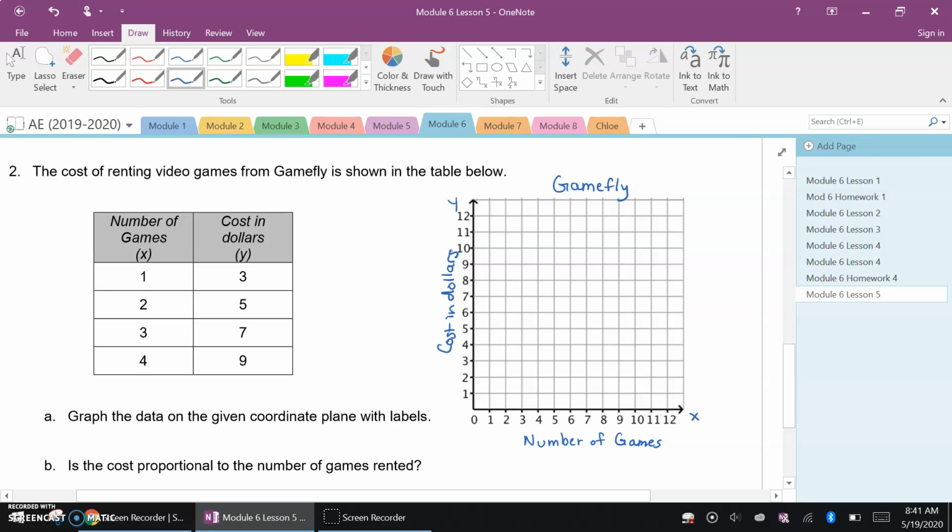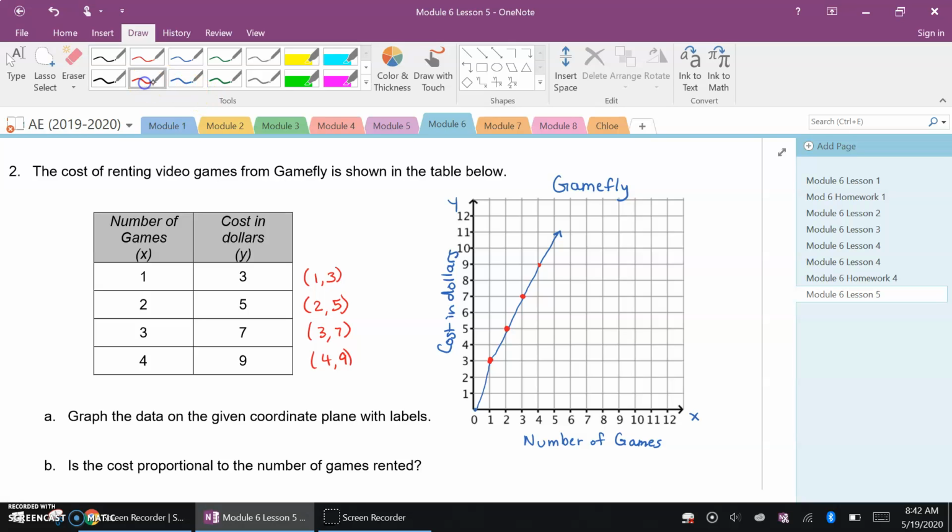So it says to graph using labels. So we already went ahead and labeled. I do think it's helpful to write the coordinates out before we graph them. Or you could do it one at a time. So we go over 1, up 3, over 2, up 5, over 3, up 7, over 4, up 9. And if you wanted to, if you rent 0 games, it's going to cost you nothing. That would put the 0 down in the bottom so that you can get an idea that this is actually not going to be a proportional relationship.